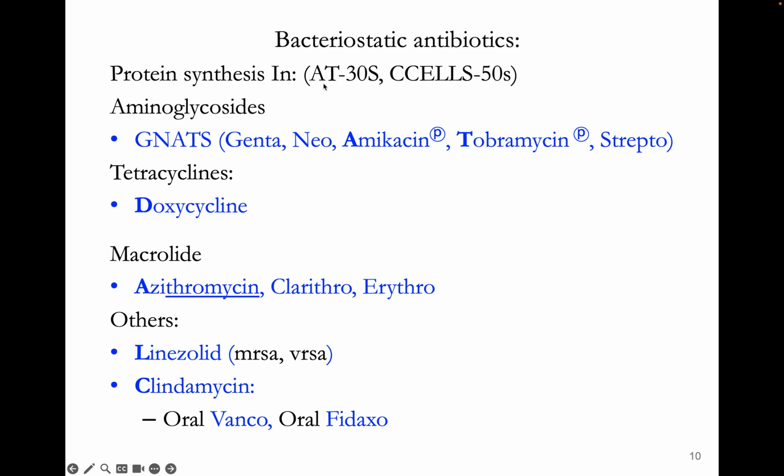Smart students buy at 30 and sell at 50. So AT, aminoglycosides and tetracyclines are the antibiotics. Antibiotics in these two classes inhibit bacterial 30S ribosomes and thus inhibit protein synthesis. Remember this way, all the other drugs will bind and inhibit the bacterial 50S ribosome, thus protein synthesis inhibition. That's how I remember. That's the easiest way. AT for 30S. Aminoglycosides and doxycycline.